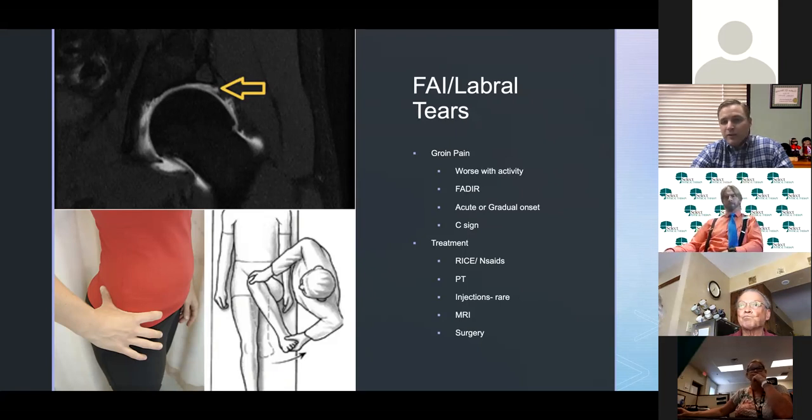When we try to work this up, it almost always includes an MRI to really make sure that we are able to see everything that we need to see, again, because it's mainly soft tissue, to know what's going on.